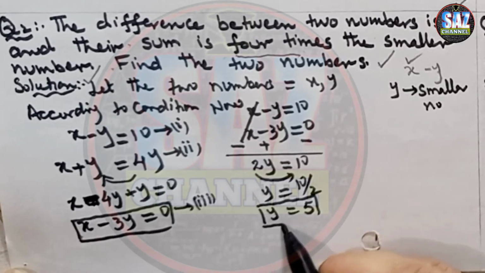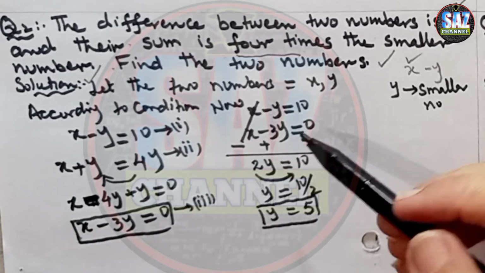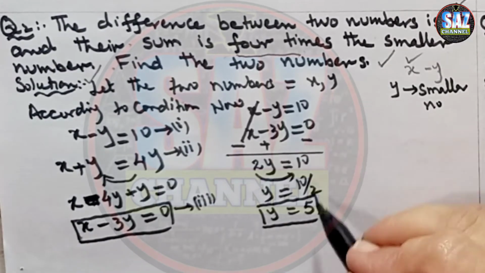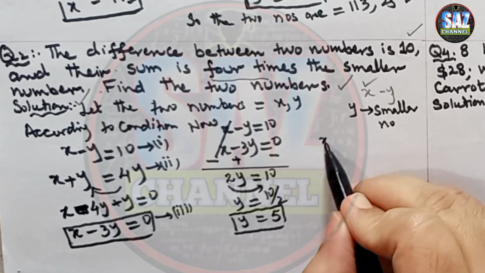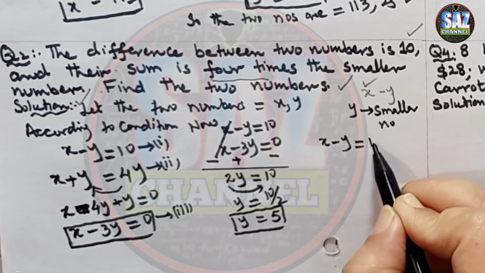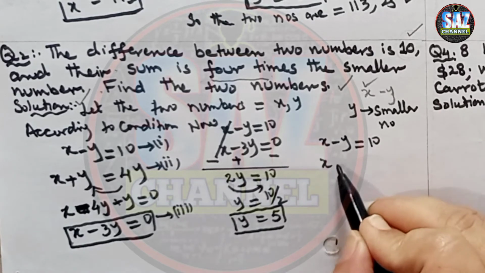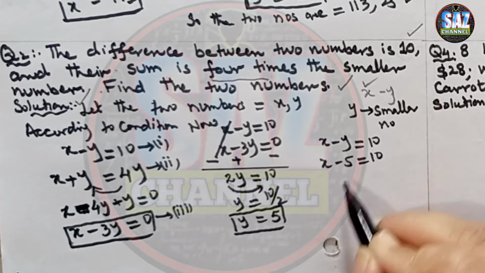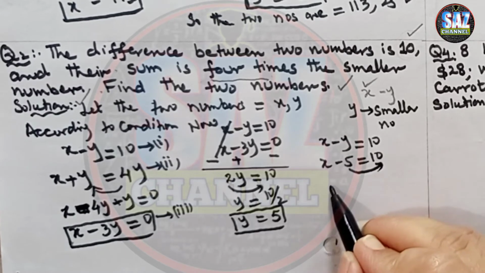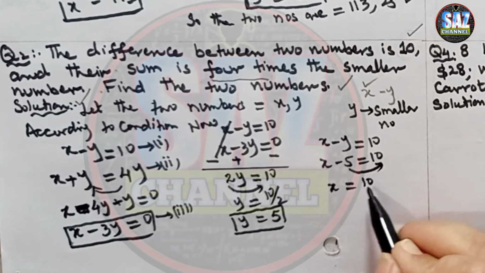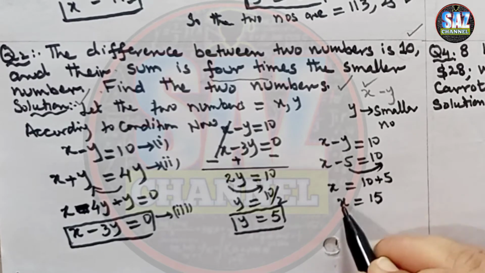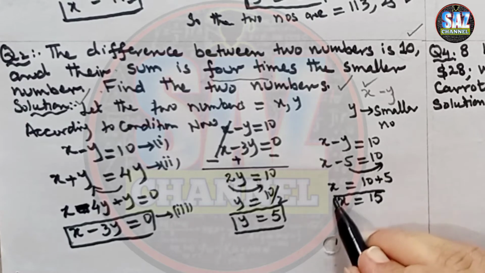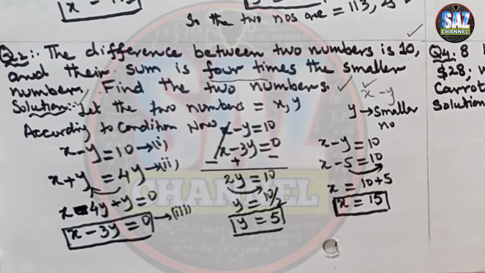Now after getting the value of y, we have to find the value of x as well. So replace this value of y in equation 1. So x minus y equals 10, and y has the value 5, so x minus 5 equals 10. Shift this 5 to the other side. So x will be equal to 10 plus 5, so x will be equal to 15. These are the two numbers whose difference is 10 and their sum is equal to 4 times the smaller number.